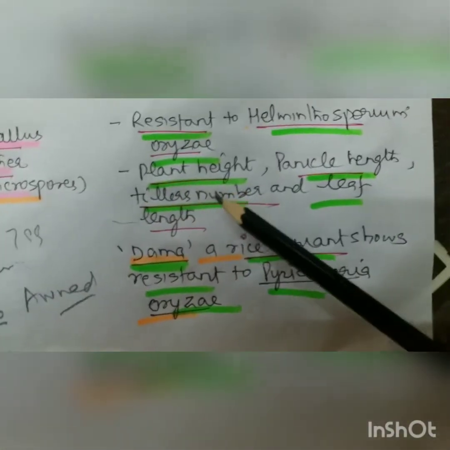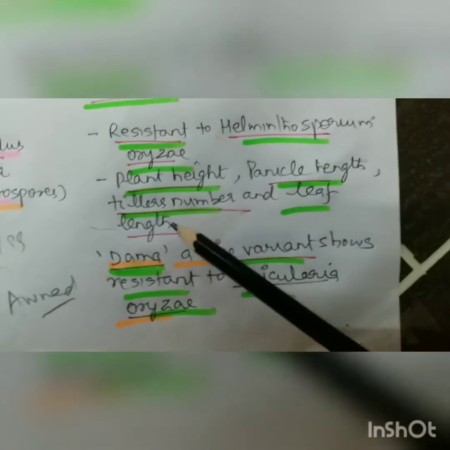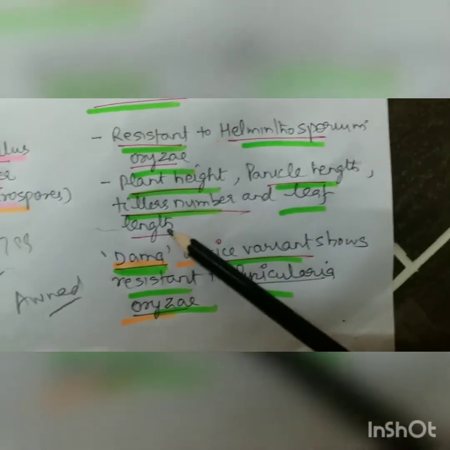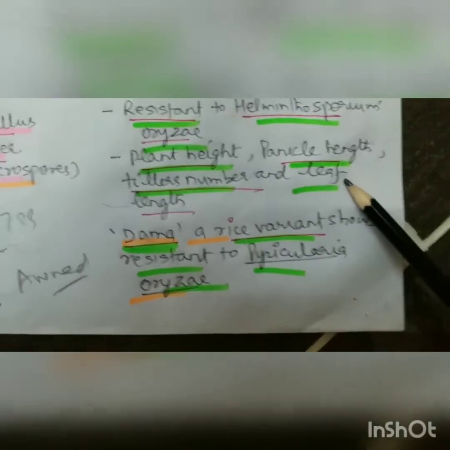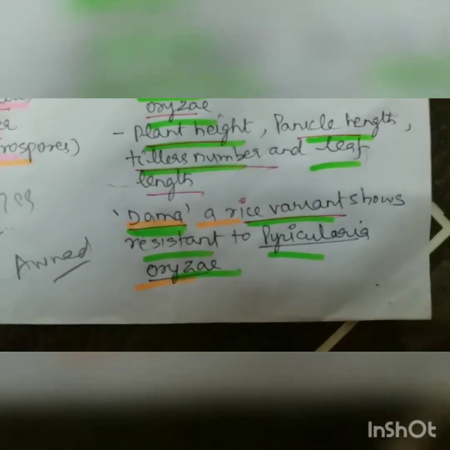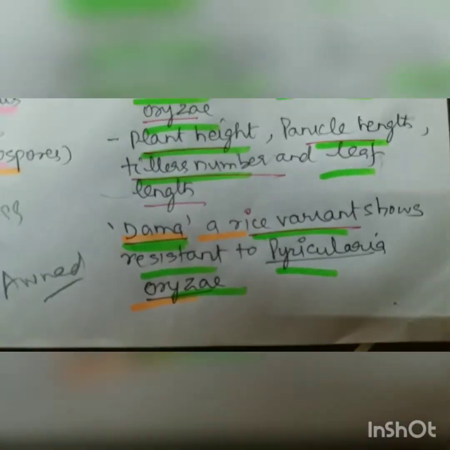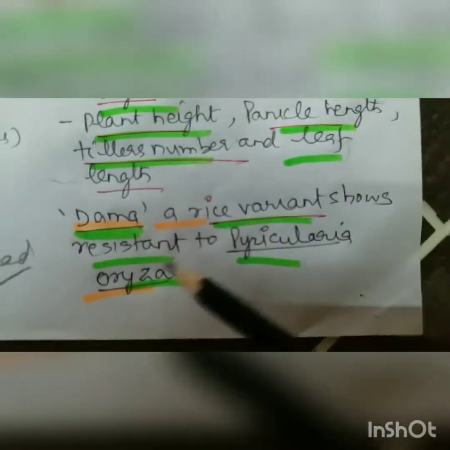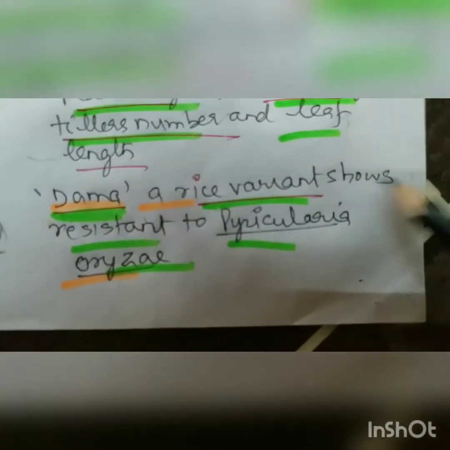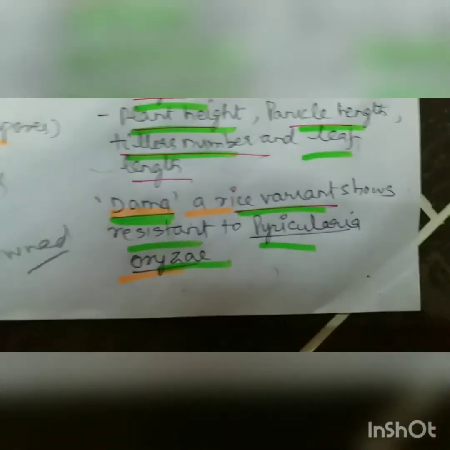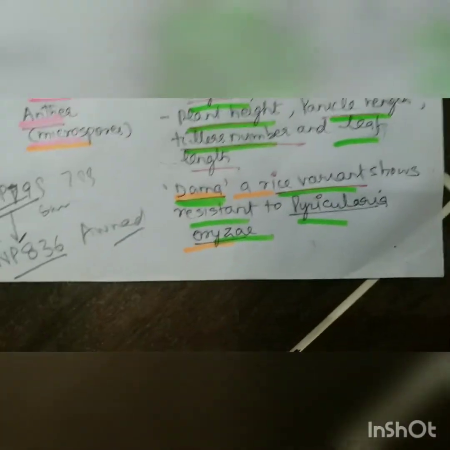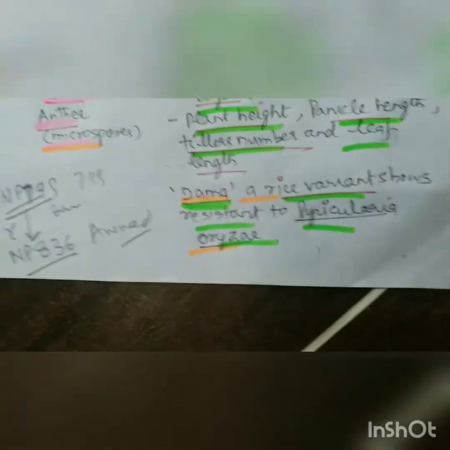Now we have here the plant height, panicle length which has grains, and tiller number. If tiller number is increased, the grains also increase. If leaf length increases, then we have more photosynthesis and more food is formed, so more grains are formed. And the Dama rice variety shows resistance to Pyricularia oryzae, which I told you about. Blast of rice is a very important disease, caused by Pyricularia oryzae.